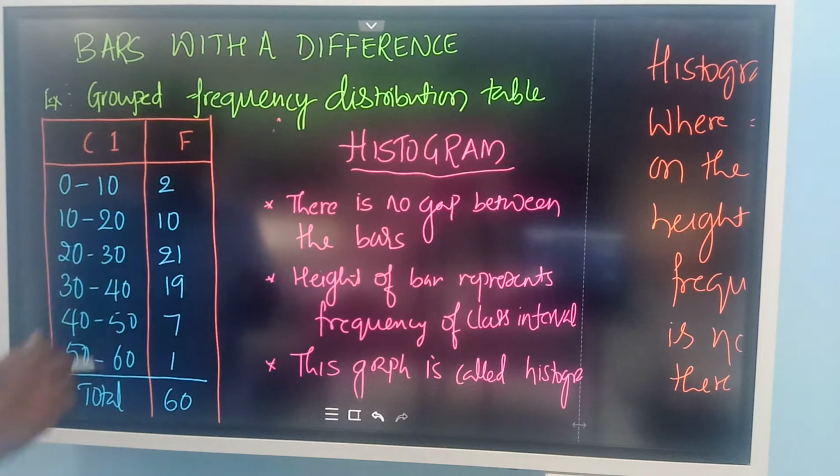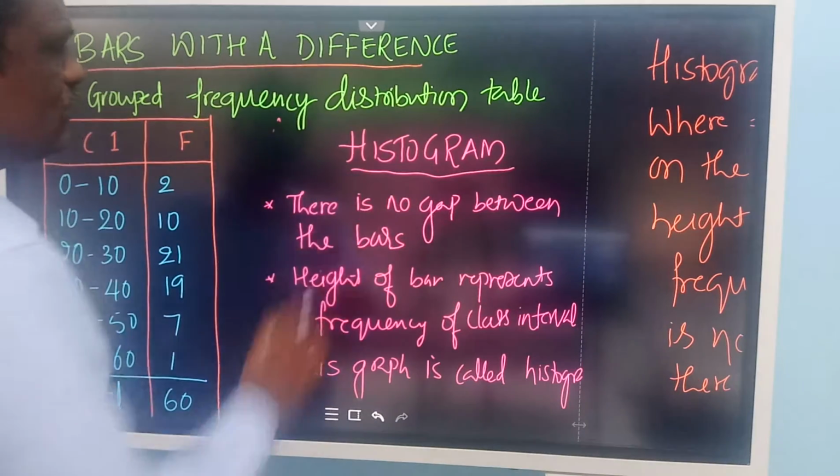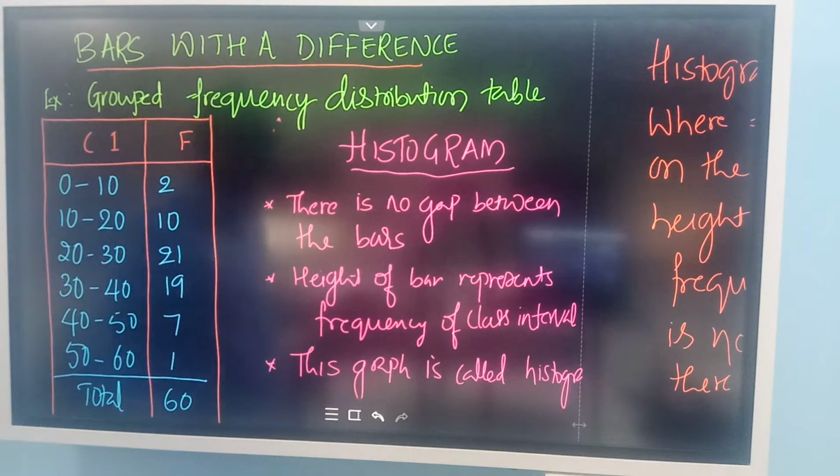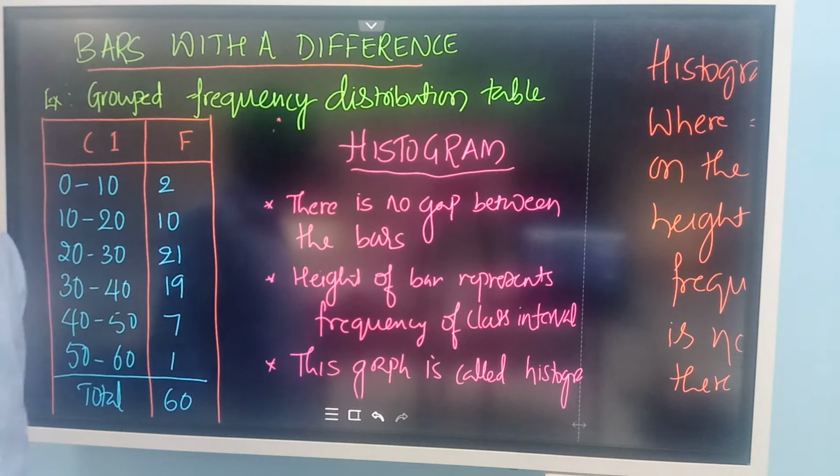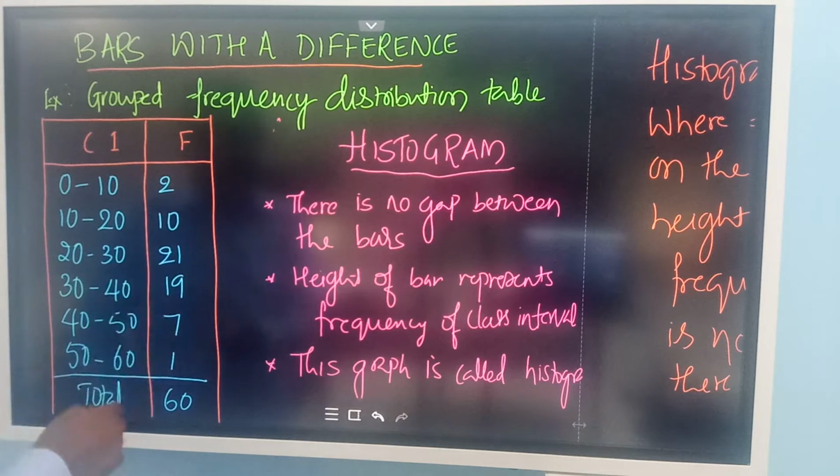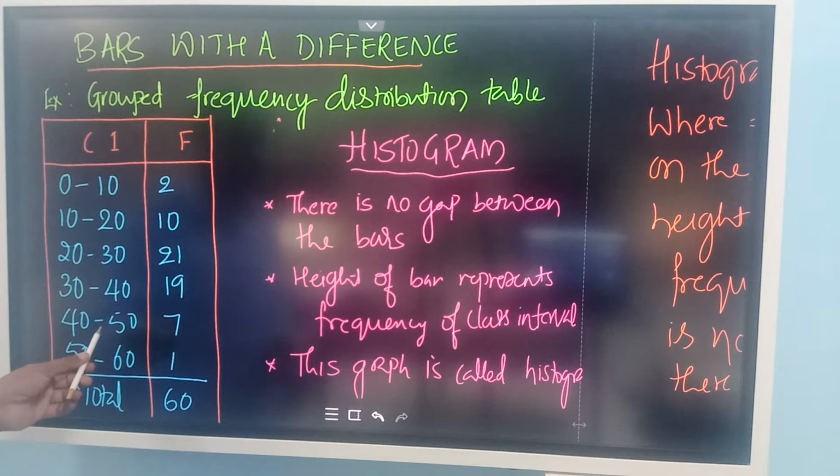We are going to study the bars with the difference. As you have studied in lower classes, that is in class 7th, bar graph and all you have studied. Now this is also a type of bar graph only, but there is a difference compared to the bar graph you studied. So here, let us take a grouped frequency distribution.